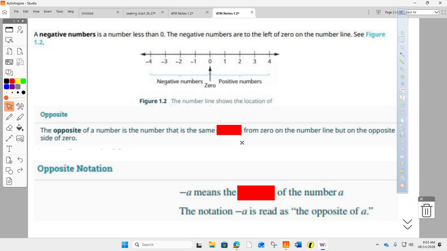Opposite. So negative 3 is really the opposite of positive 3. Negative 100 is the opposite of positive 100, right? So the opposite of a number is the same distance from 0 on the number line.